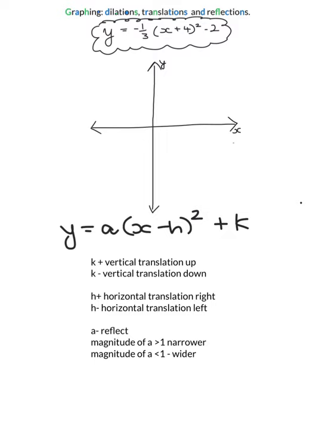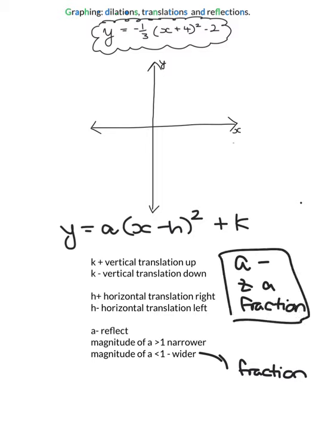If the magnitude of a is less than 1, in other words, if a is a fraction, then the graph actually goes wider. So if we then look at that on our graph up here, we want to draw the graph of y equals negative a third x plus 4 all squared take a half. So if we break that graph down before we draw it, we think, well, a is negative and a fraction. So that means that compared to the graph y equals x squared, we are going to reflect it, and we are also going to make it wider.